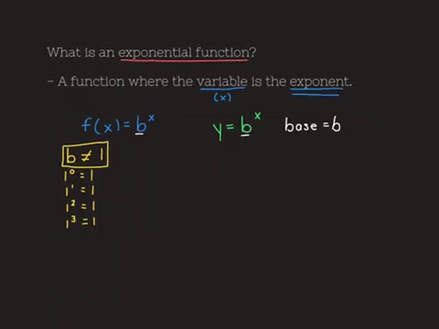And then also for b, if b is greater than 1, our function is going to be increasing. So our y values would be getting larger. And if b is between 0 and 1, which would mean it's some kind of fraction, then our function will be decreasing. So notice it's not positive or negative that indicates whether it's increasing or decreasing. It's this value of b right here.